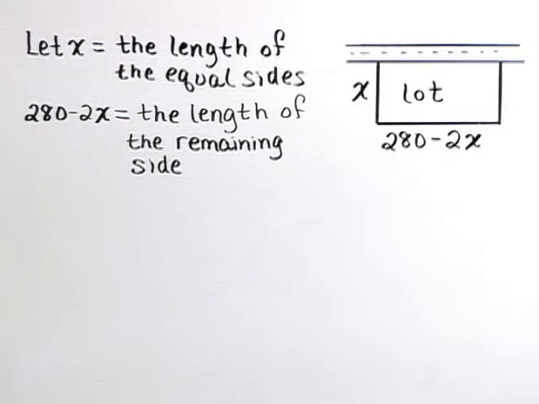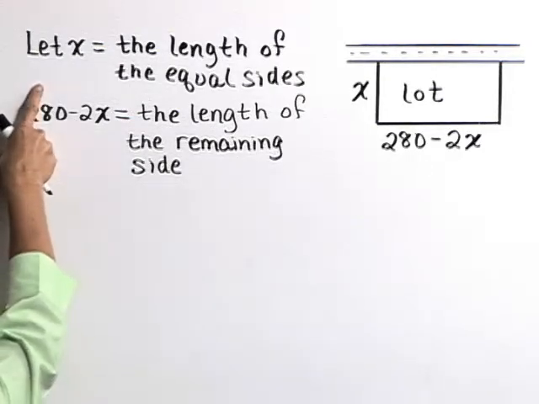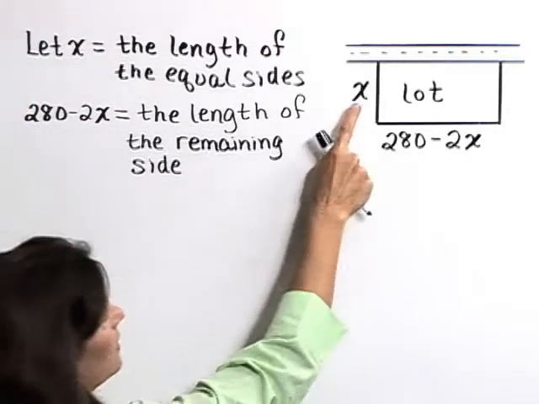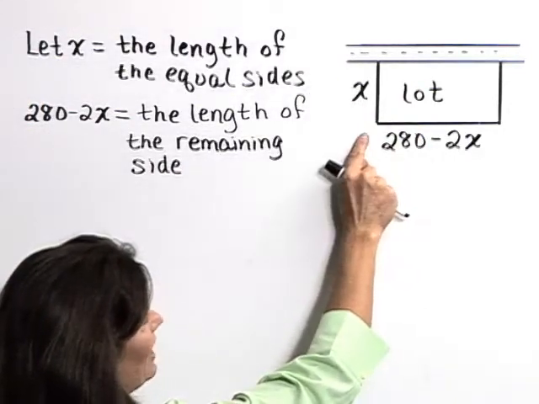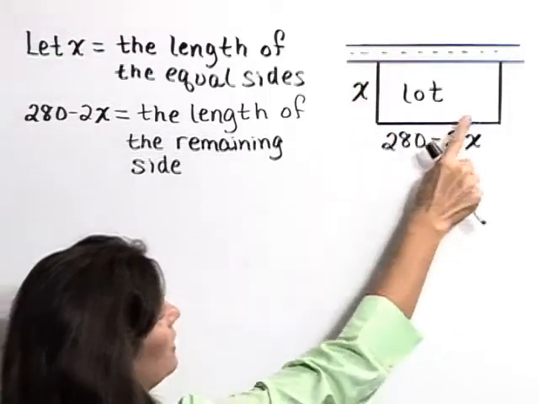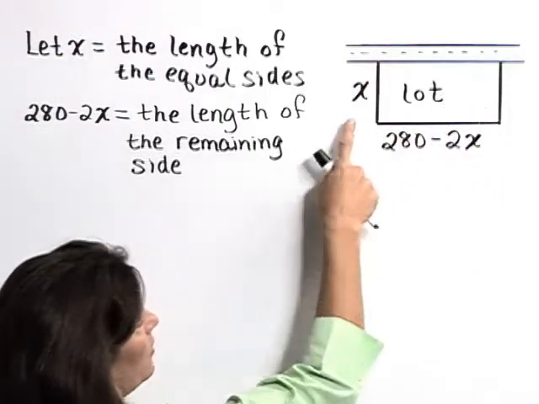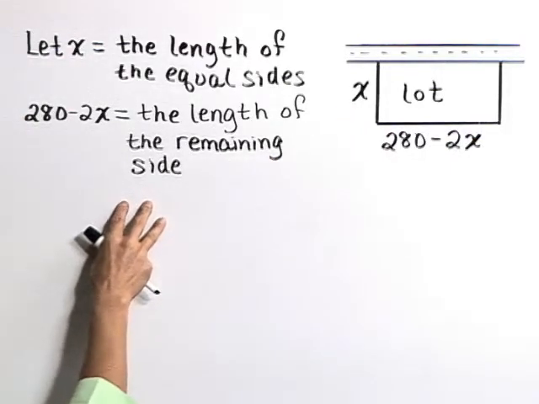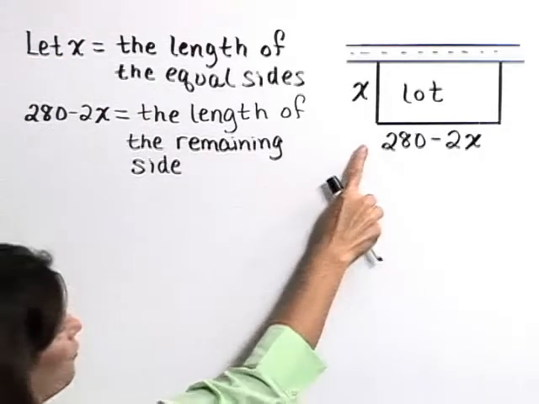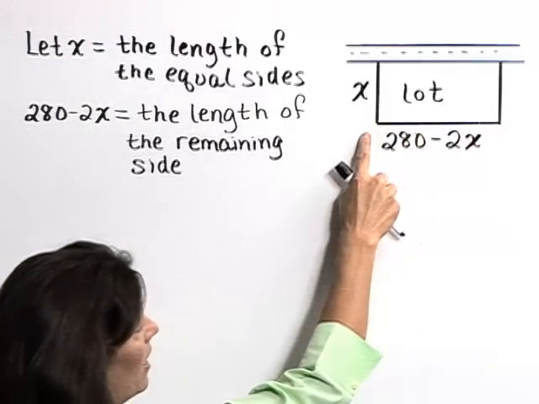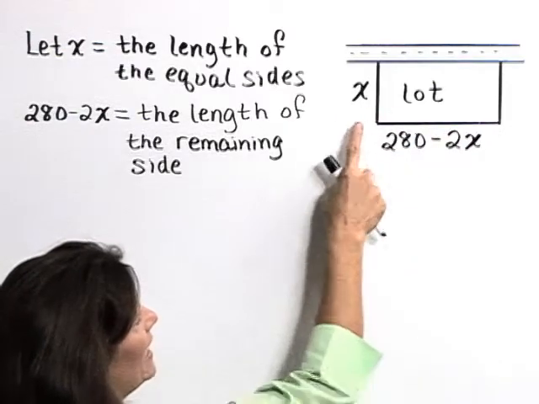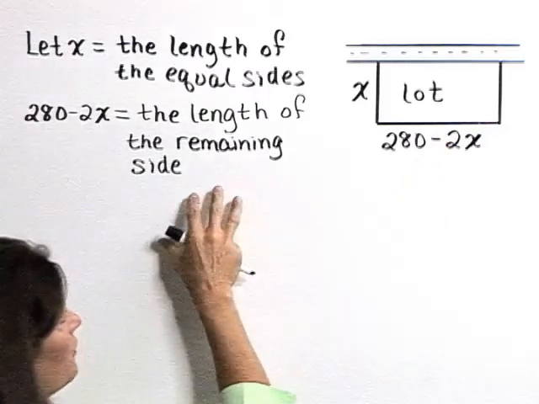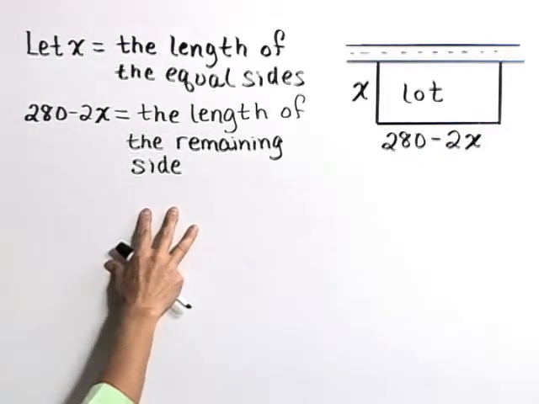Now, let's define our variables and let x represent the length of the equal sides of this lot. So we have a lot along a highway. It's going to be rectangular, so we know that 2 of these sides are going to have the same dimension, which I'm calling x. Now, we're given 280 feet of fencing to work with, so the remaining side of this lot is that total of 280 minus these 2 x's. We've defined our variable. Now let's write an equation.